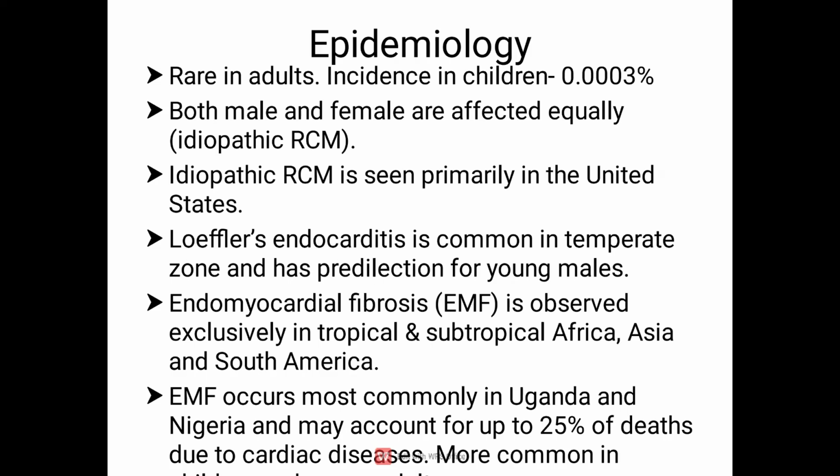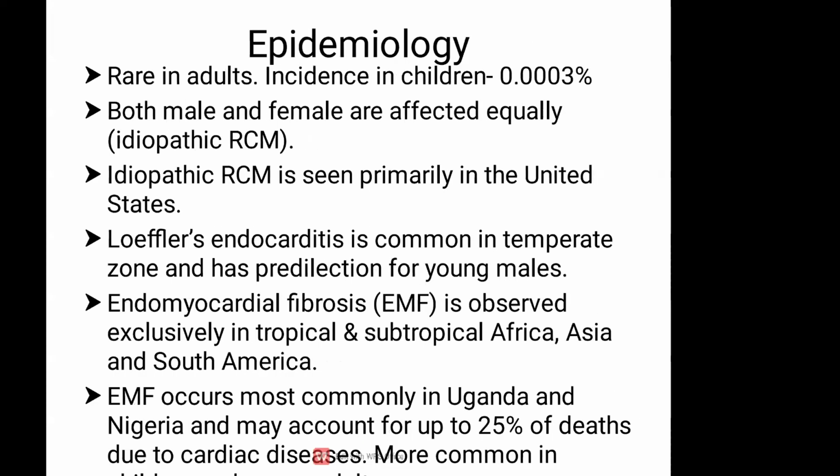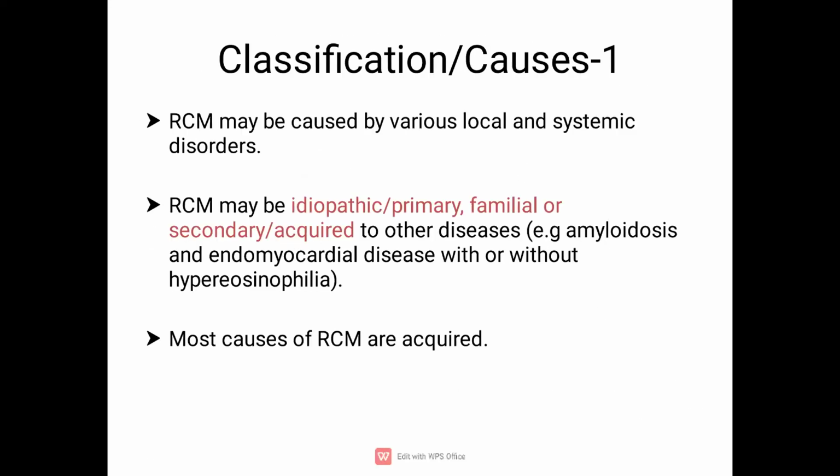Now, going to the classification of restrictive cardiomyopathy, it can be classified based on whether it is a local disorder or a systemic disorder. It could also be classified as either idiopathic or primary, or familial or secondary. I talked about the familial type, where some genes have been linked to it. And if it's acquired, you could have amyloidosis and myocardial diseases with or without hypereosinophilia. But most of the causes of restrictive cardiomyopathy are acquired.